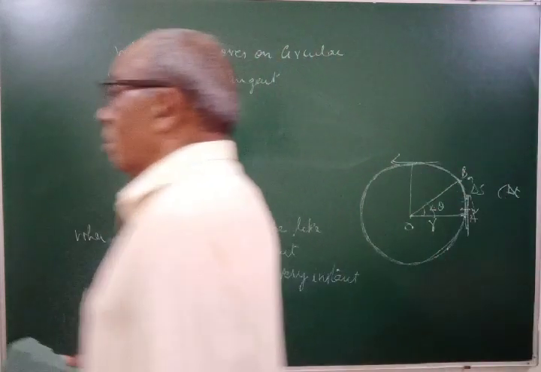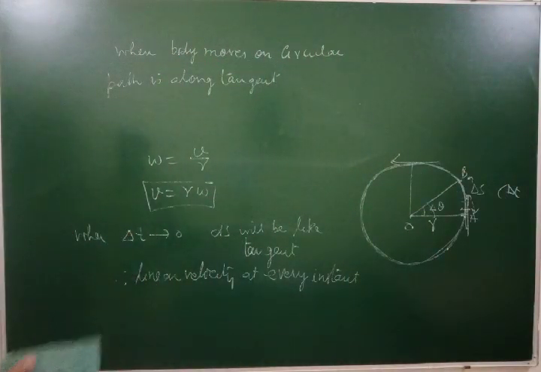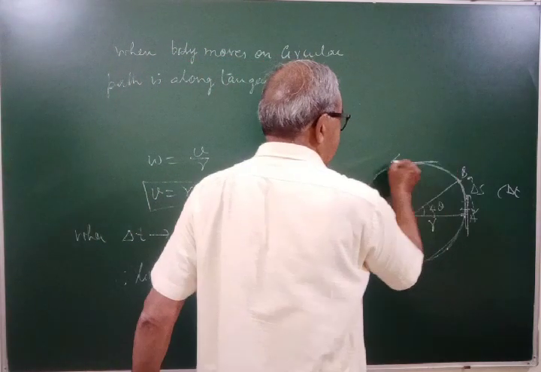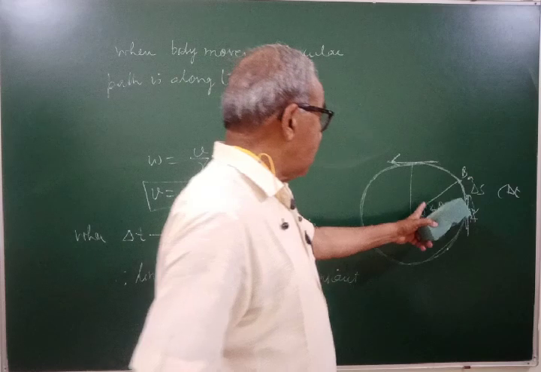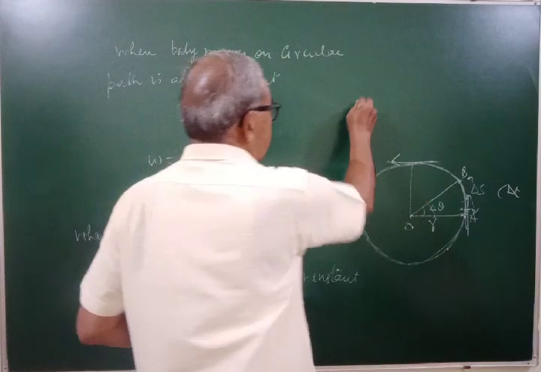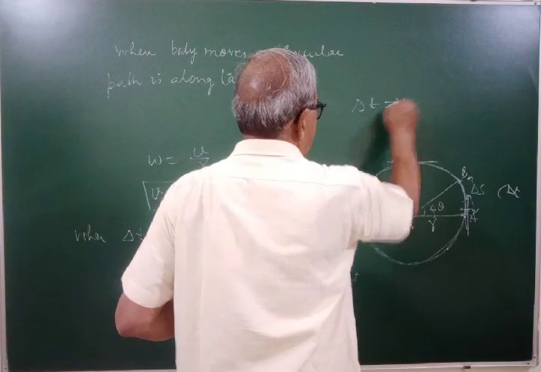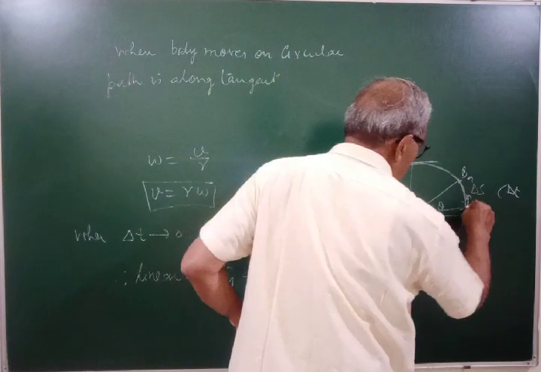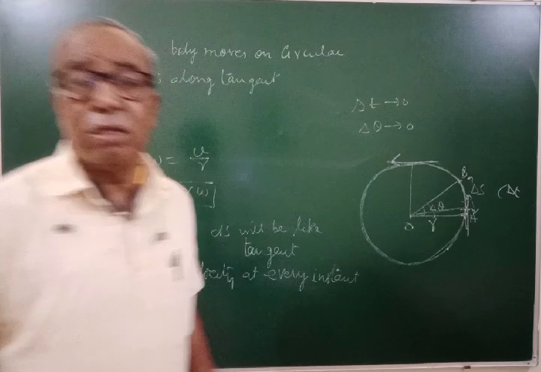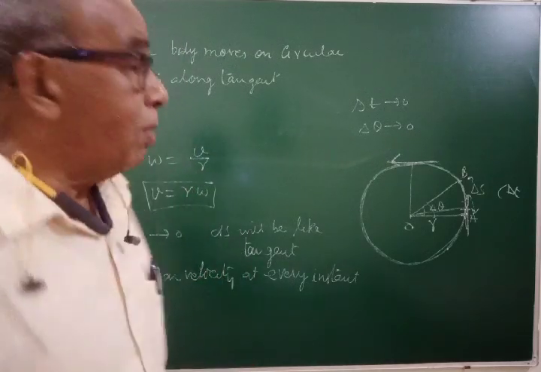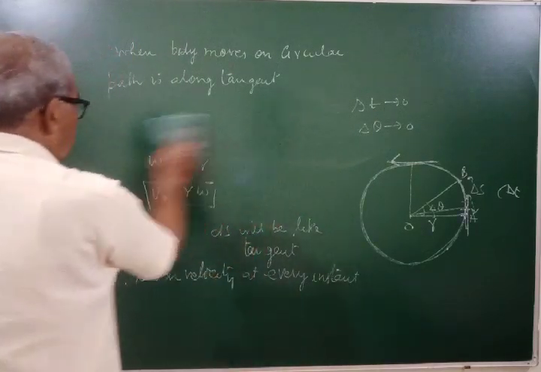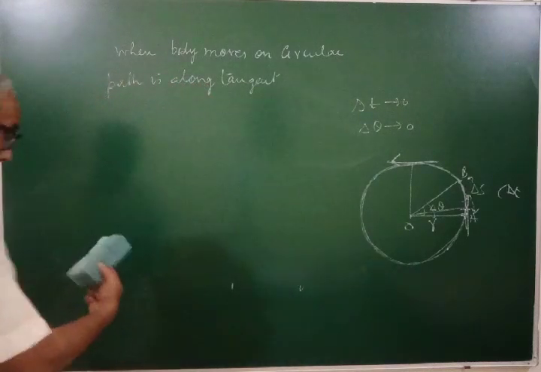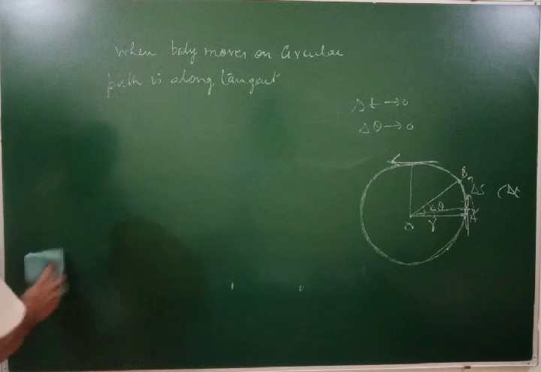Actually, I have seen no book explain why linear velocity is along the tangent. If delta t tends to 0, then delta theta also tends to 0, and when it tends to 0, the arc becomes a tangent. A tangent is perpendicular to the radius, and therefore linear velocity always acts along the tangent. This is very important.